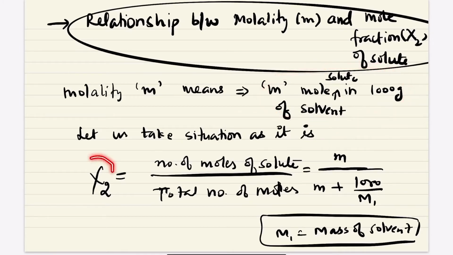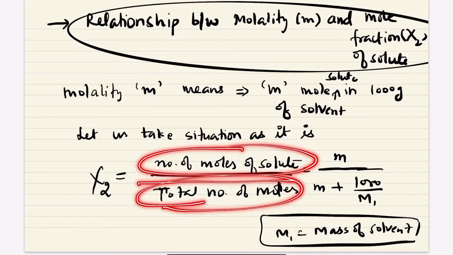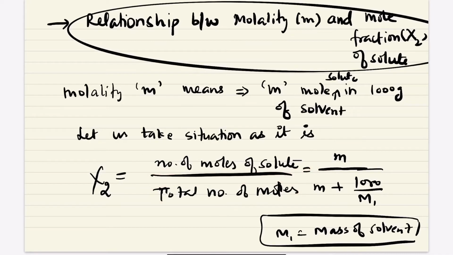So what is the mole fraction of solute? You know that to calculate the mole fraction of solute, you have to divide the number of moles of solute by the total number of moles. And the number of moles of solute here is m.